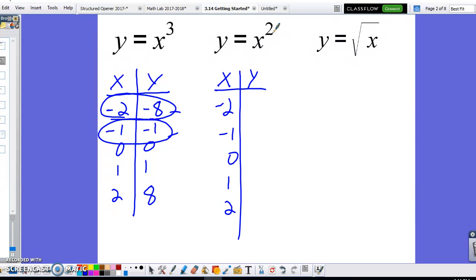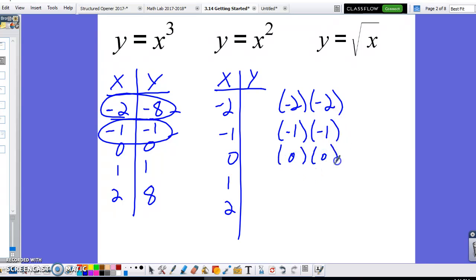It does not mean to multiply by 2, but multiply by itself. So this is -2 times -2. This is -1 times -1, etc. Okay, this was an example we did in class as well.